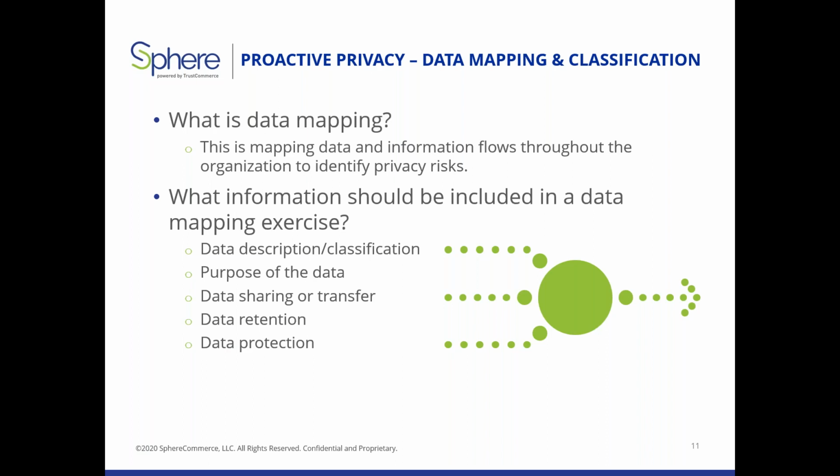So with data mapping, you look at what data you have and what its classification is. And when I say classification, I mean, is that regulated data? Is it sensitive data? Is it data that you would prefer as an organization to remain confidential? So data description and classification is the first thing that we map. Then the purpose of the data: why are you collecting it? It's very common to find that you're collecting data that you don't need.